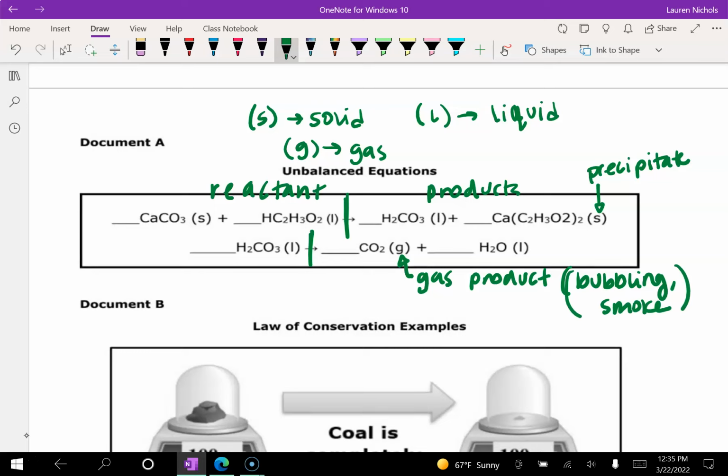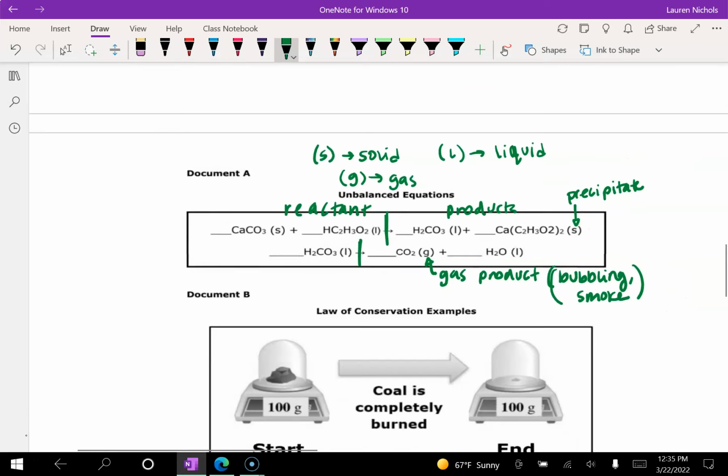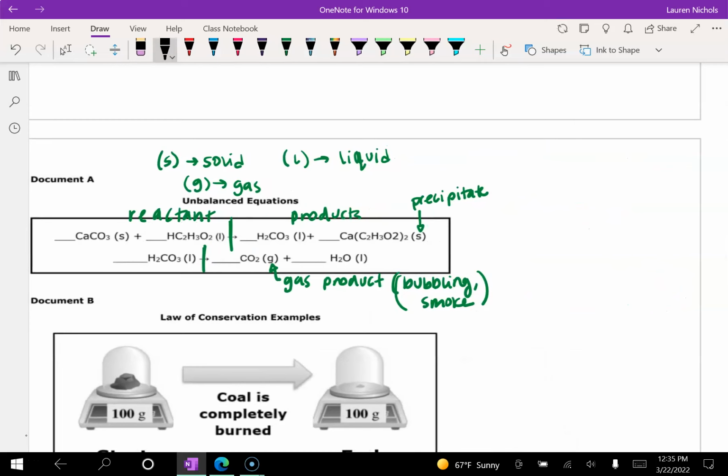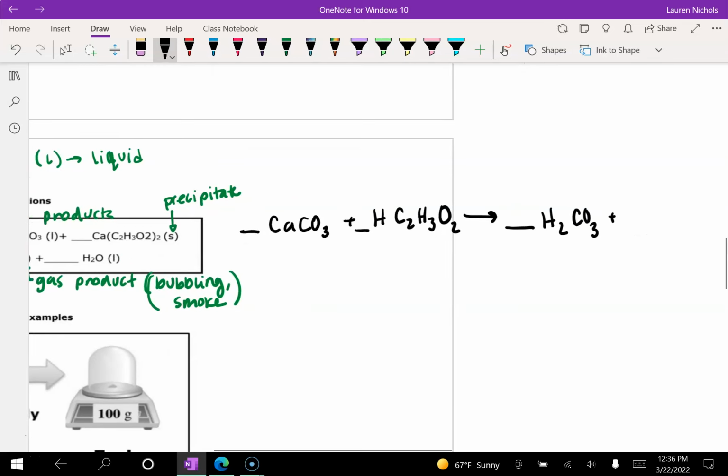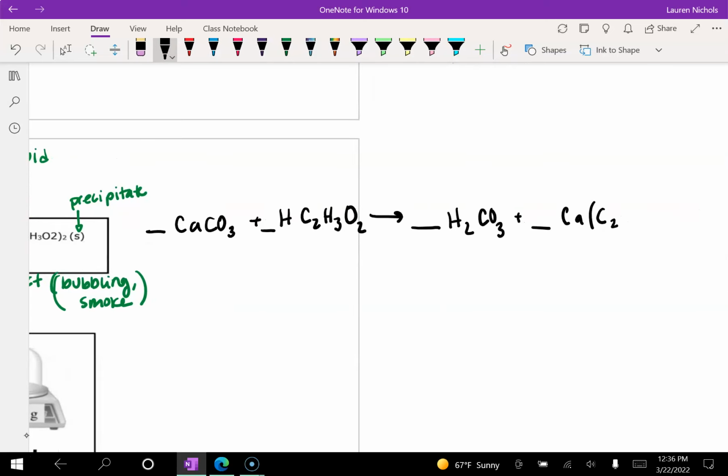Now, because they're unbalanced, one of the things that the prompt asked us to do was balance them, so we're going to need to do that. So I'm going to go ahead and rewrite the equation over here so that we can balance it, and we will take a look at it. So the whole point is that we should have each type of element, so carbon, hydrogen, oxygen, calcium, they should all have the same number on both sides.